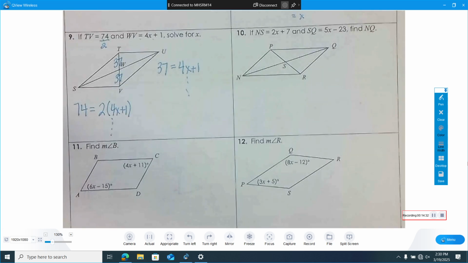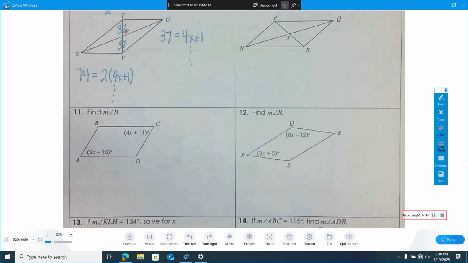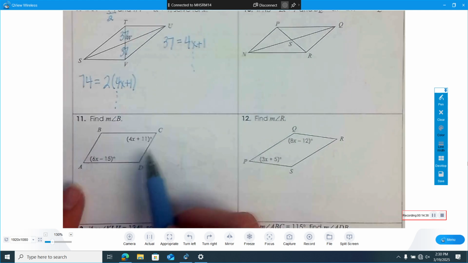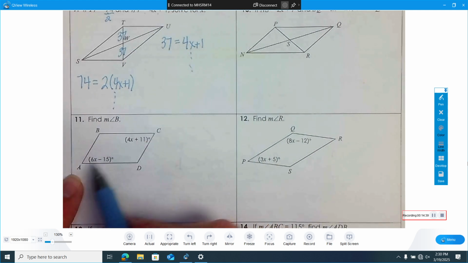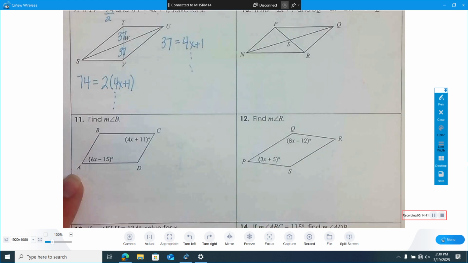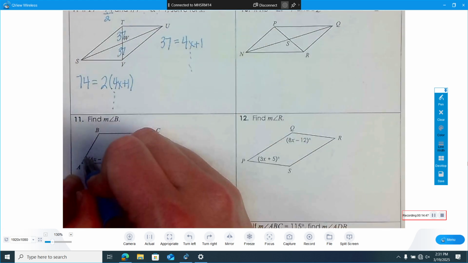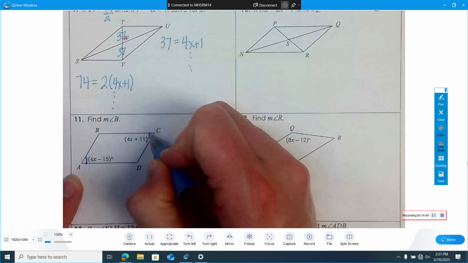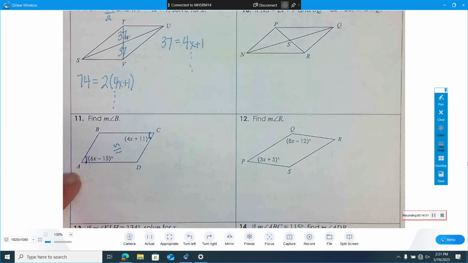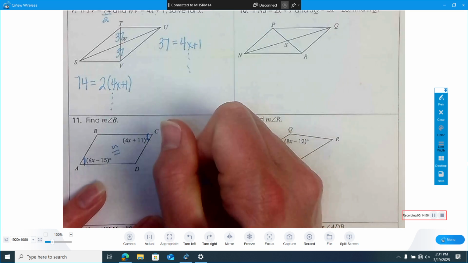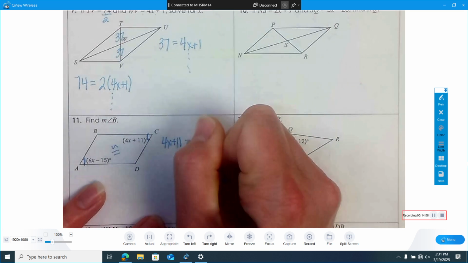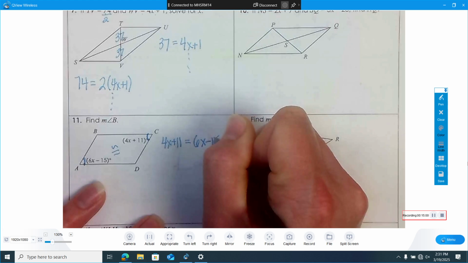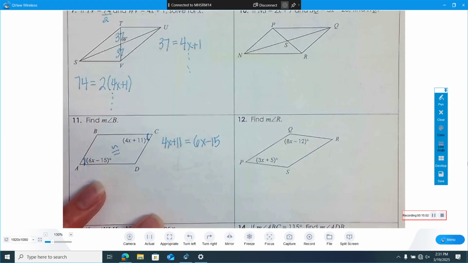Let's look at number 11. We're going to do 11 fully. Tell me about these angles, A and C. They're equal to each other. Opposite angles are congruent. So what equation should we set up here? Good. 4x plus 11 equals 6x minus 15.